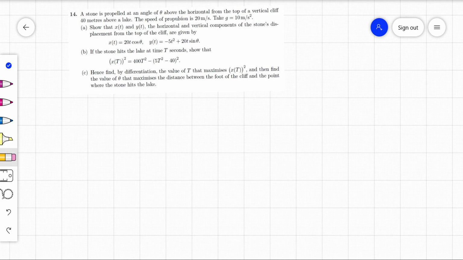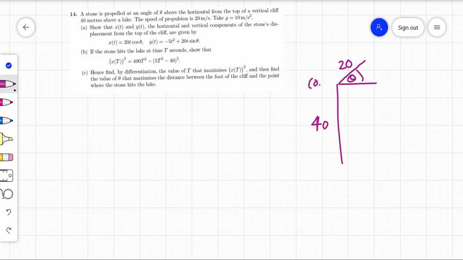All right, so for this question, we've got a cliff. Right, let's try again. We've got a cliff which is 40 meters high, and this projection of something, a stone, of 20 meters per second. And this angle here is theta.